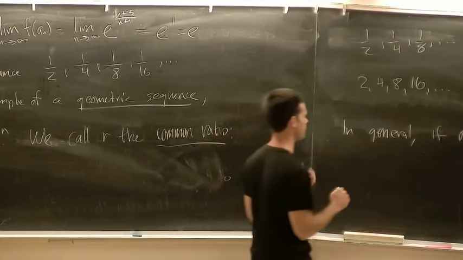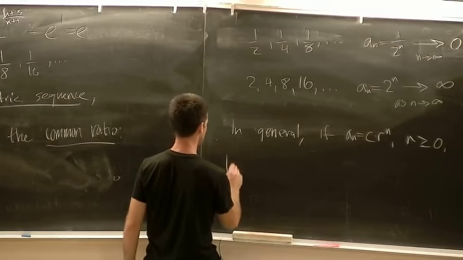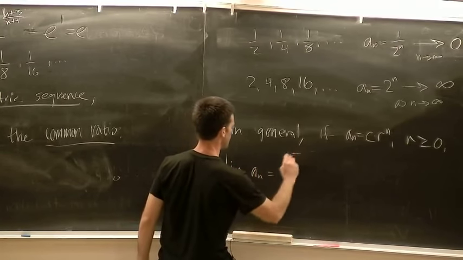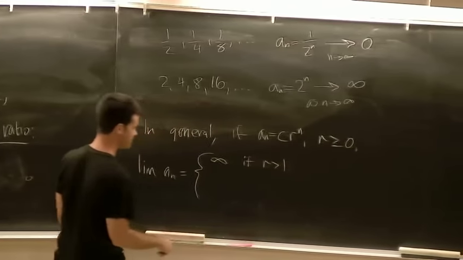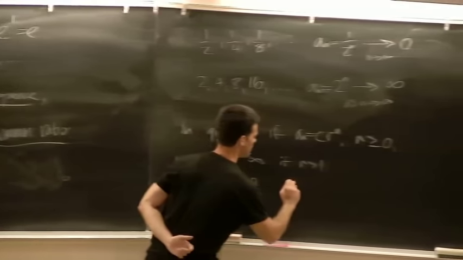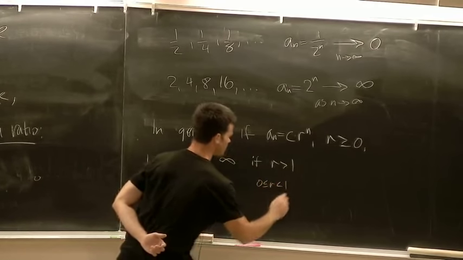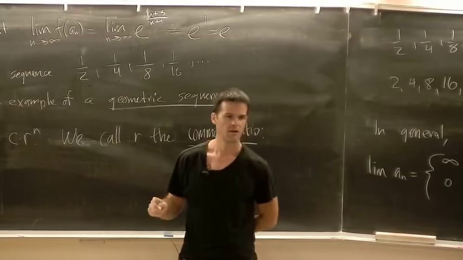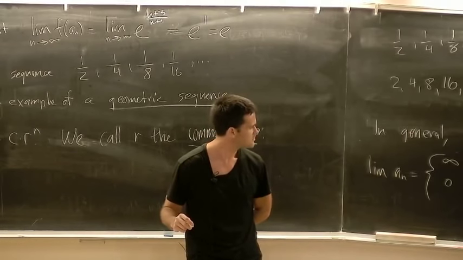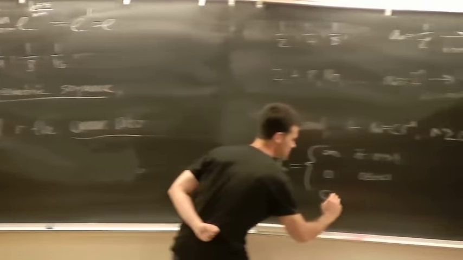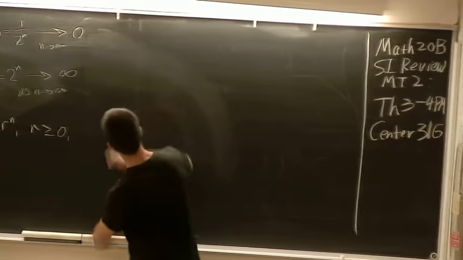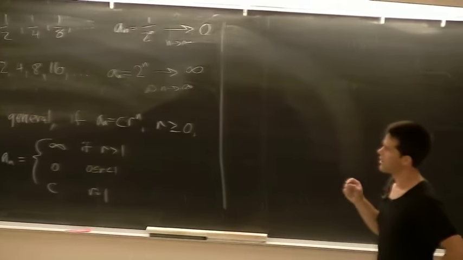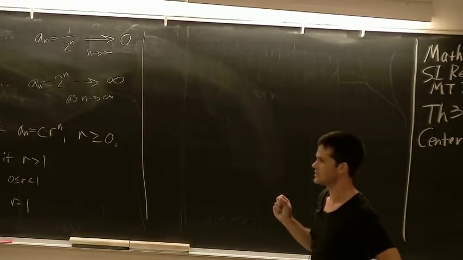Yeah, it all depends on whether it's bigger than 1 or not. So in this case, the limit of the a_n is infinity if r is bigger than 1, and it's 0 if r is less than 1. If r equals 1, then this is the constant sequence, just c. Okay, so that's a geometric sequence.